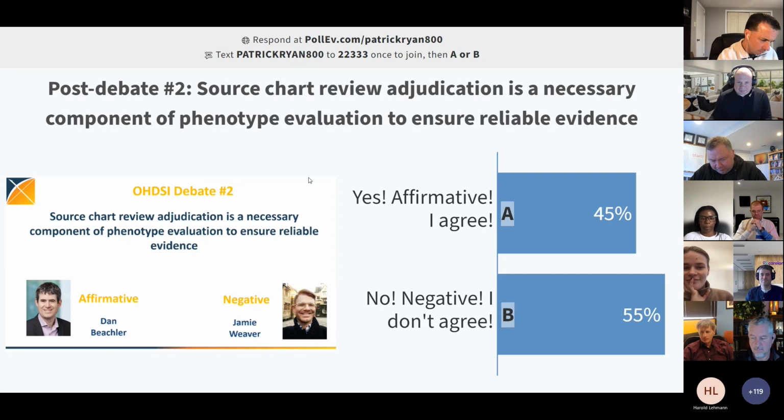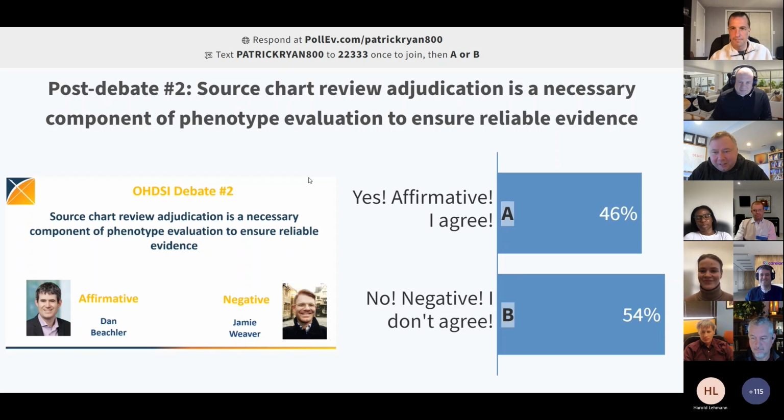With 55% now supporting the argument that source chart review adjudication is not necessary, Jamie Weaver is the winner of debate number 2. Congratulations, Weaves. Dan, you did a good job of preserving your 50% of folks that still feel it is necessary. Being almost a 50-50 margin, this clearly suggests there's quite a lot more work we can do as a community to figure out the role of source chart review. But clearly, your violent agreement on figuring out how to estimate measurement error is a good area for us all to collaborate on together.